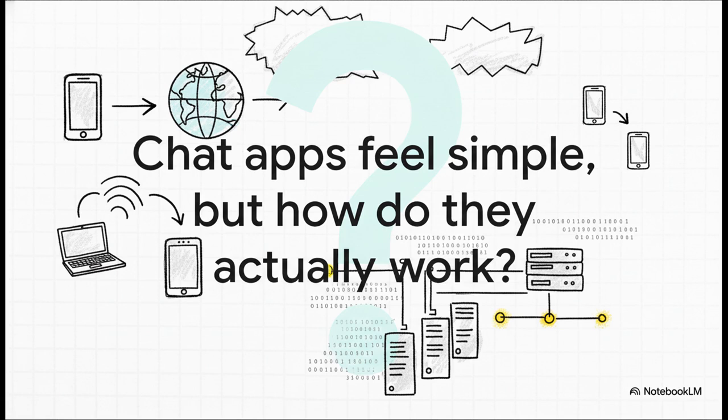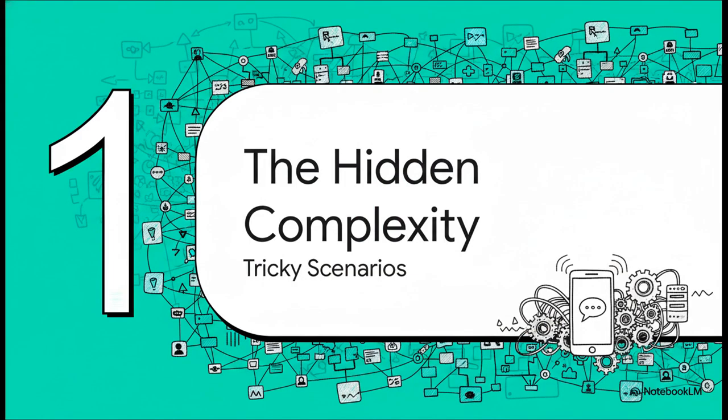You type a message, you hit send, and boom, it appears on your friend's phone, maybe on the other side of the planet. It works when you're offline, it works on your laptop, it syncs across all your devices. So what is actually going on under the hood? Okay, so let's dive right in.